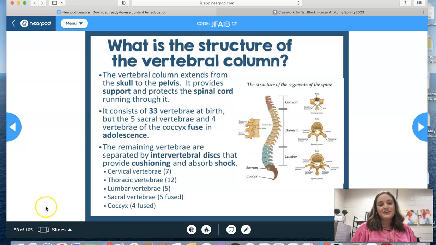Hey guys, it's Miss Deloach, and we are going to go ahead and continue our lesson on the skeletal system. Particularly, we are going to be learning about the vertebral column today.